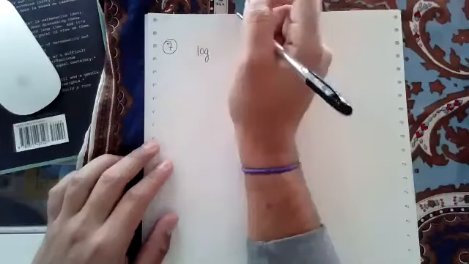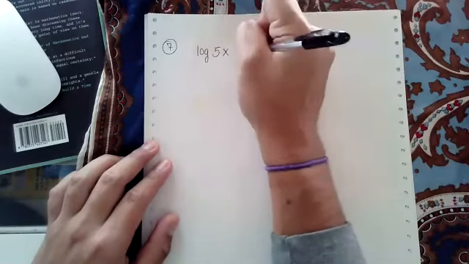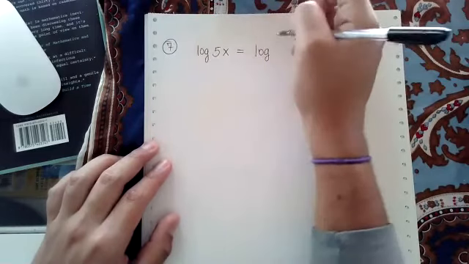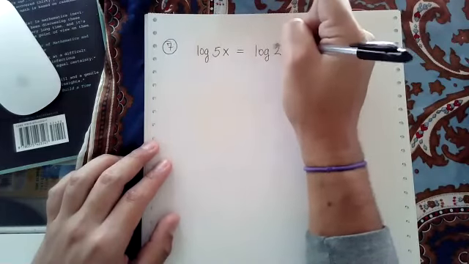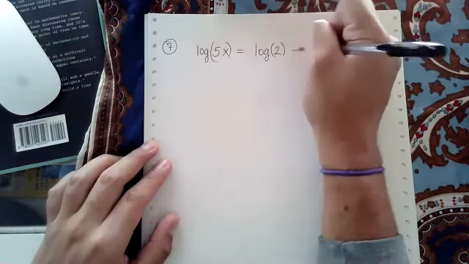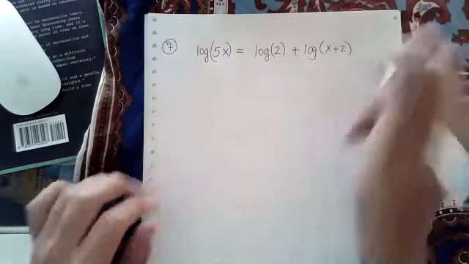So we'll do this one together and we'll talk it through. So we have log of 5x is equal to log of 2, let me throw parentheses so that makes more sense, plus log of x plus 2.